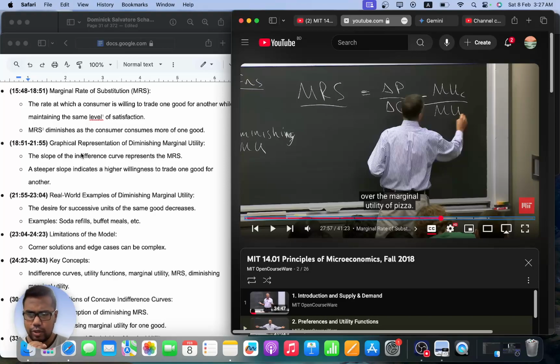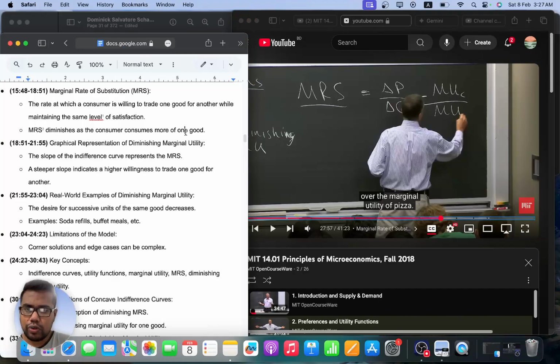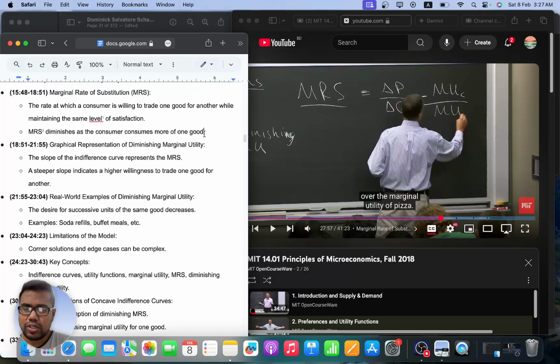I think I have a hold of it right now. The marginal rate of substitution diminishes as the consumer consumes more of one good. Yes, it does, and as it does, it lowers the demand curve. So I guess this is why the marginal rate of substitution is the reason we have a downward sloping demand curve. That is probably the key message this particular line is sending. Next, we have the graphical representation of diminishing marginal utility.